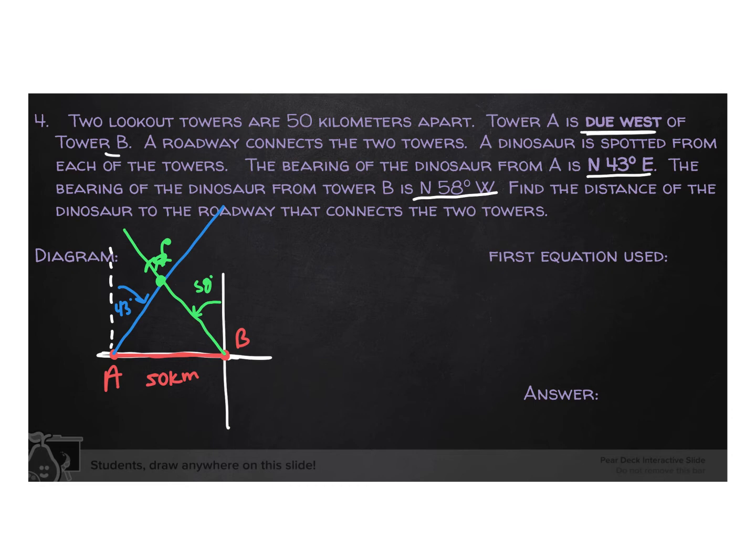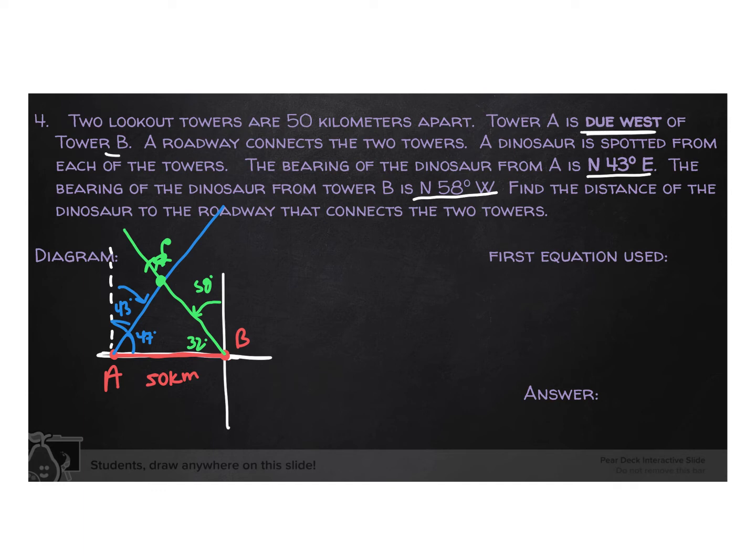So how does that help us? All of my information is outside of the triangle. But I can figure out what this angle is, right? Because it's complementary to this angle. So 90 minus 43, 47 degrees in there. And then I can do the same thing over here. So 58, 90 minus 58, 32 degrees.